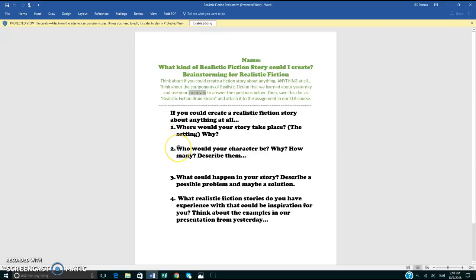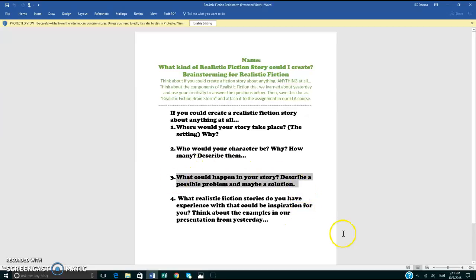Who would your character or characters be? Why would you choose them? Remember, they need to be realistic, and describe them a little bit for me here. Remember, these don't exist. You get to create these. You are the author of this story. What could possibly happen in this story?